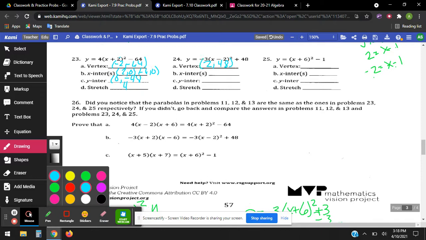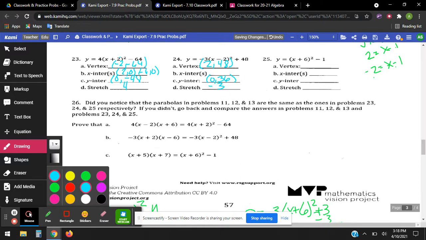All right, for this one, our vertex is 2, 48. That's some big numbers going on here. Y-intercept, negative 2 squared is 4. 4 times negative 3 is negative 12. And so negative 12 plus 48 would be 36. And our stretch is negative 3.